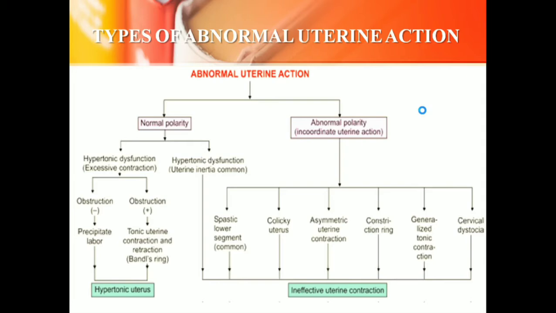That is also known as Bandl's ring. If there is no obstruction, then it is not divided further, and under it comes precipitate labor. Then we'll discuss abnormal polarity. Abnormal polarity means incoordinate uterine action, which is our topic for today. It is further divided into 6 categories: spastic lower segment, colicky uterus, asymmetric uterine contraction, constriction ring, generalized tonic contraction, and cervical dystocia.